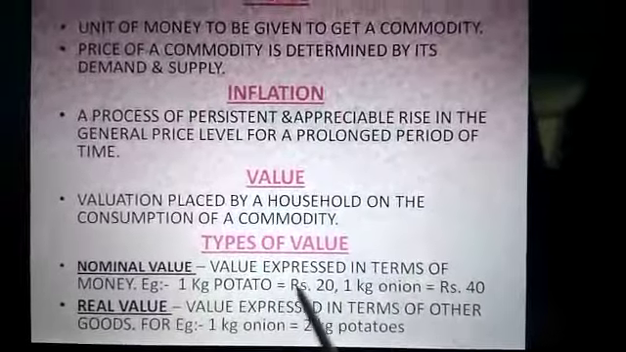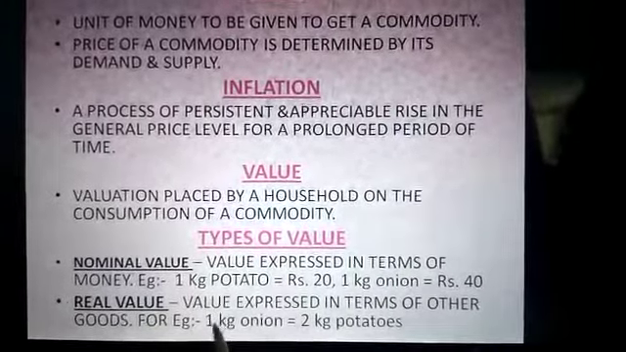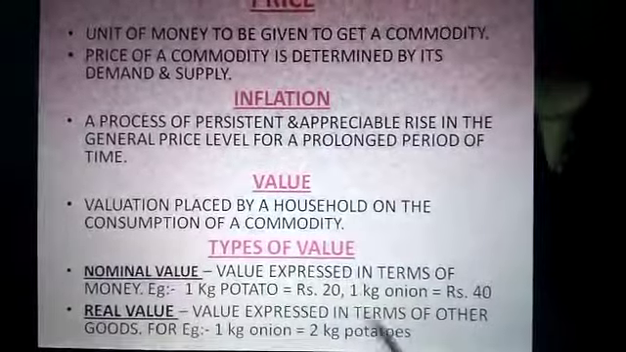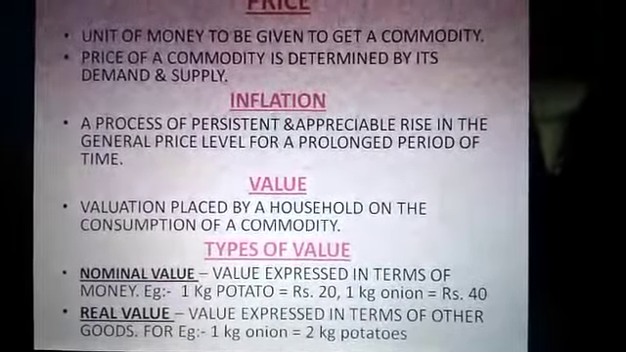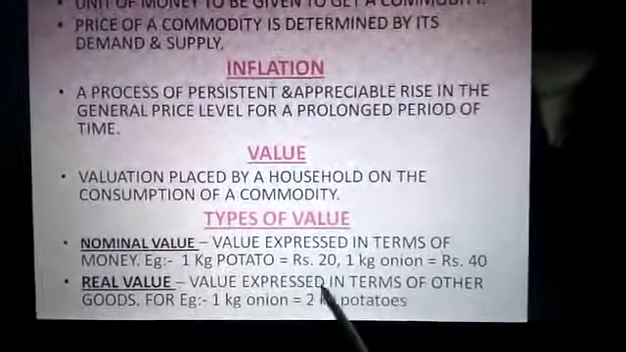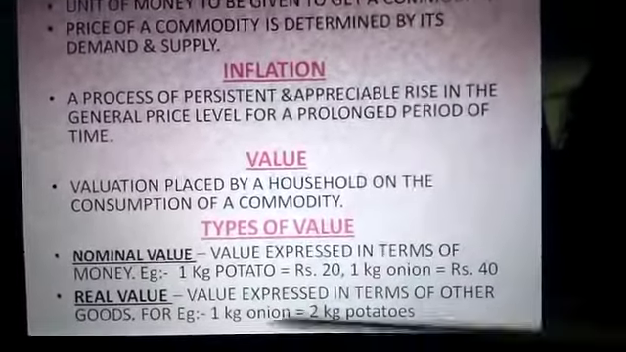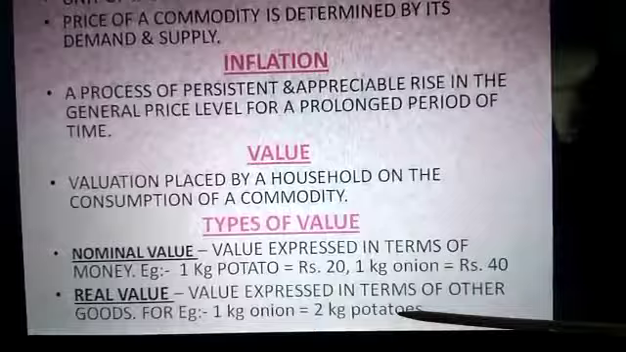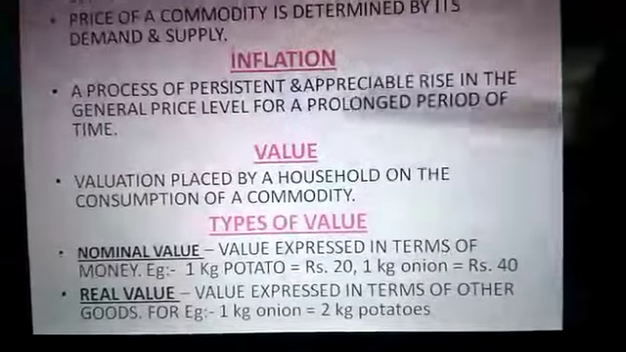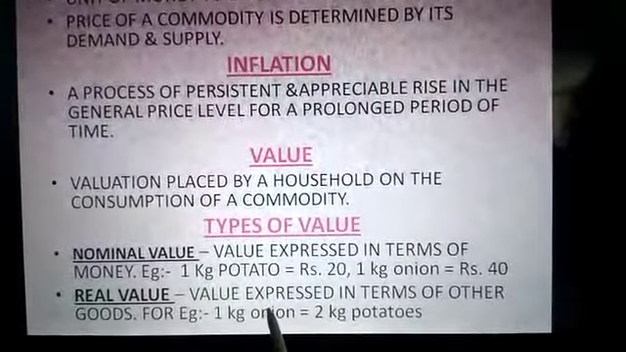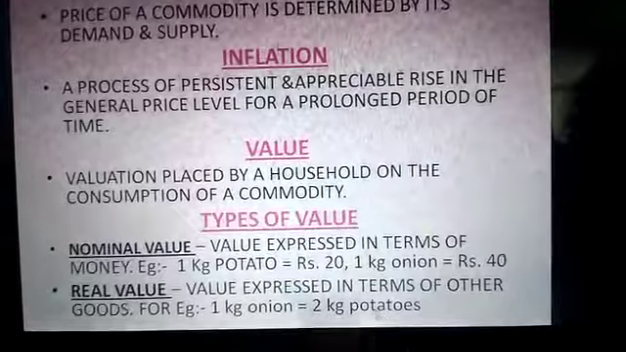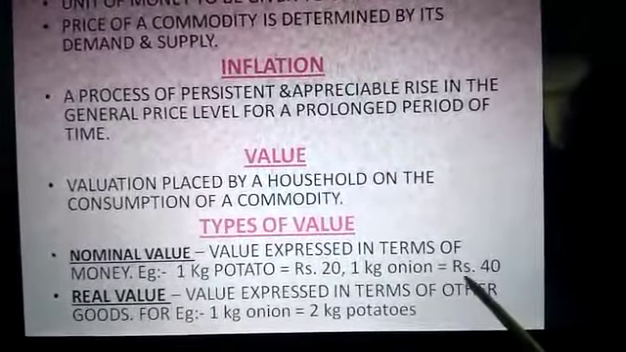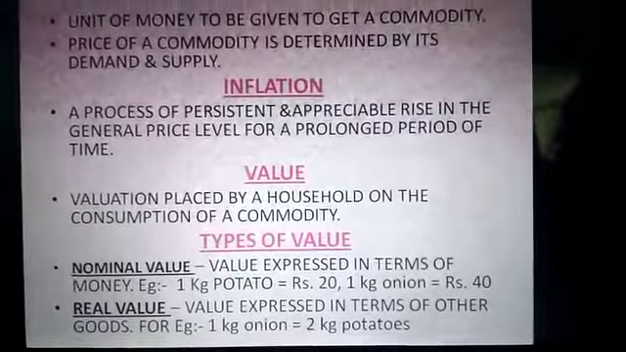The price of onion is double the price of potato. So we can say 1 kg of onion is equal to 2 kg of potatoes, because the value of 1 kg onion is equal to the value of 2 kg potatoes. The cost of 1 kg onion is 40 and the cost of 2 kg potato is 40. Hence, when we express the value of onion in terms of potato, it is known as real value. When you express the value of onion in terms of money, it's known as nominal value.